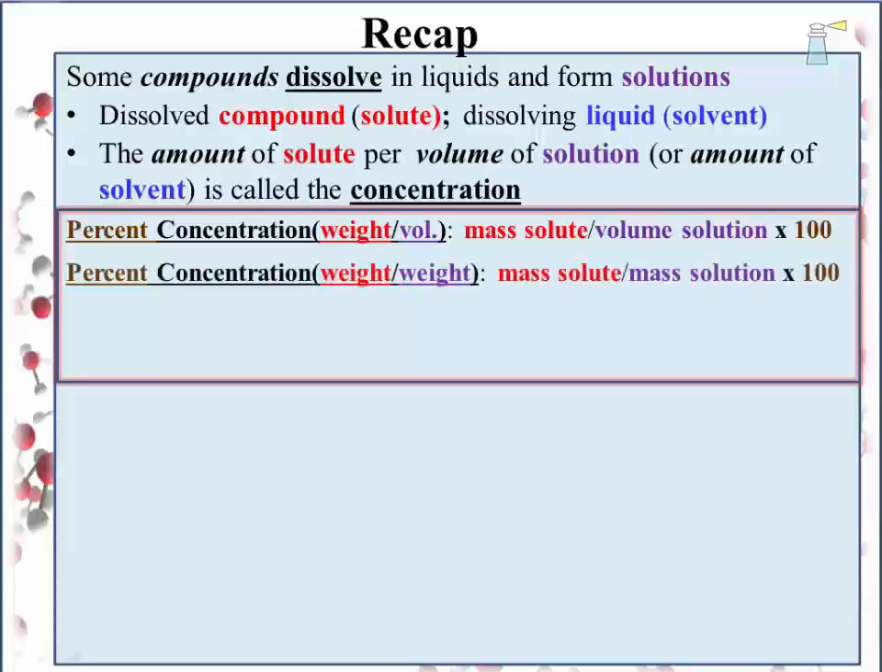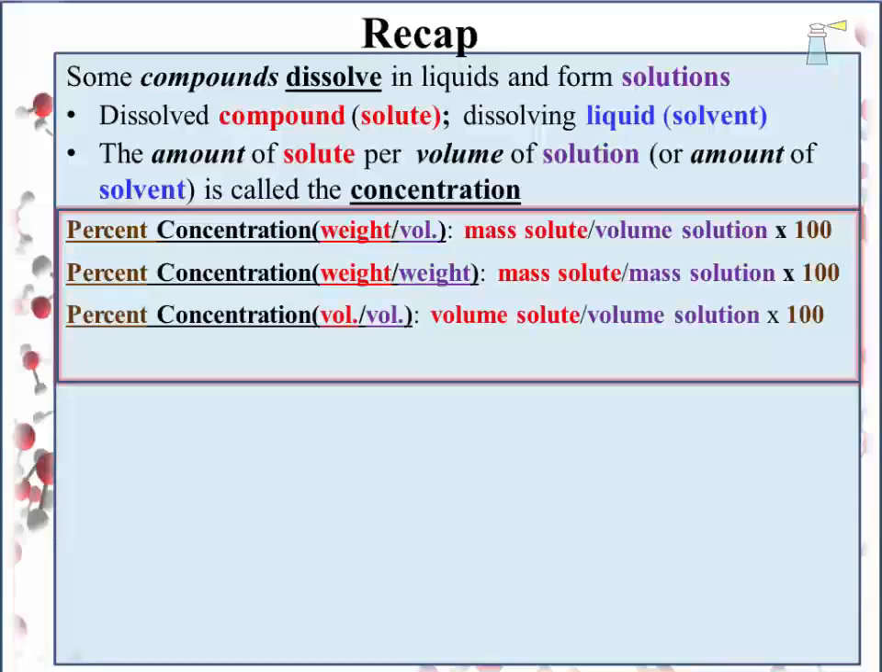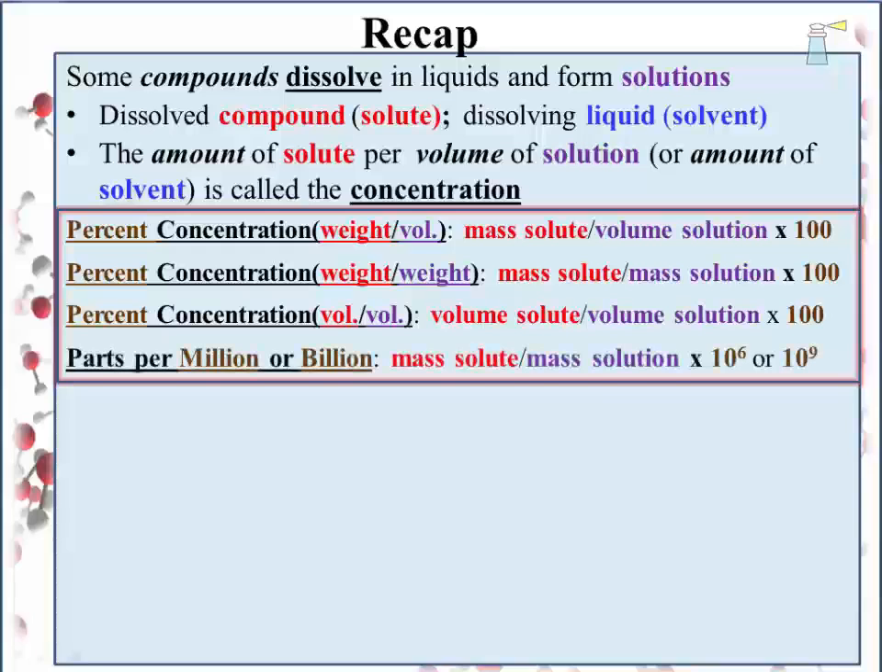Percent concentration, weight to weight, has the solute and the solution in units of weight. The ratio is multiplied by 100. Percent concentration, volume to volume, has the solute and the solution in units of volume. The ratio is multiplied by 100. Parts per million or billion has the solute in units of mass and the solution in units of mass. The ratio is multiplied by 1 million for ppm and 1 billion for ppb.